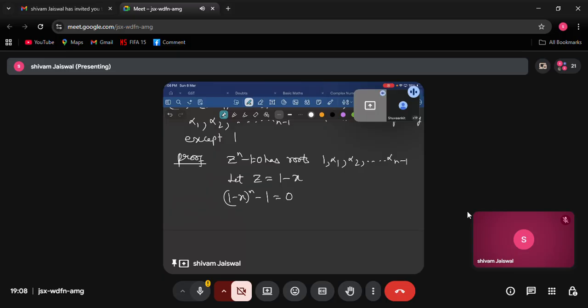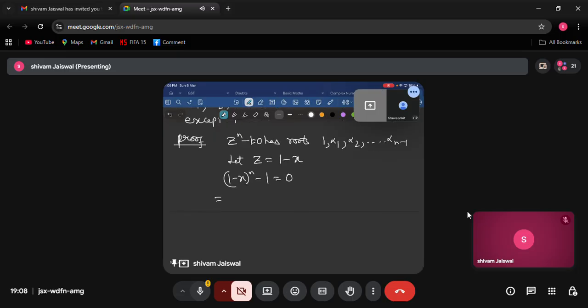So what is 1 minus x whole to the power n? This will be equal to, so 1 and 1 will get cancelled. So this will become minus 1 whole to the power n into x to the power n, plus nC1 into minus 1 whole to the power n minus 1 into x to the power n minus 1, dot dot dot. It goes on like this. Can you people understand? I have expanded using binomial.